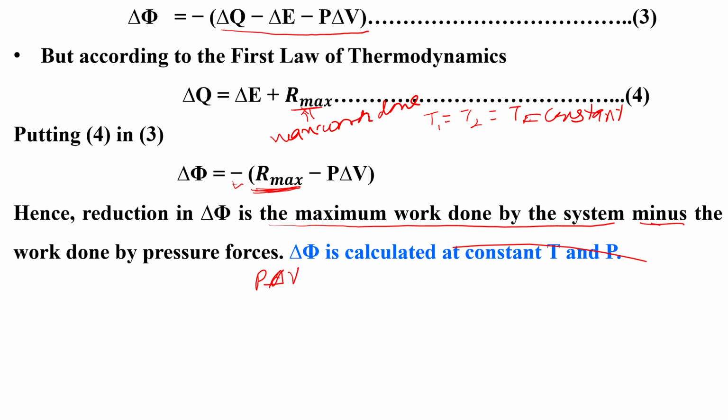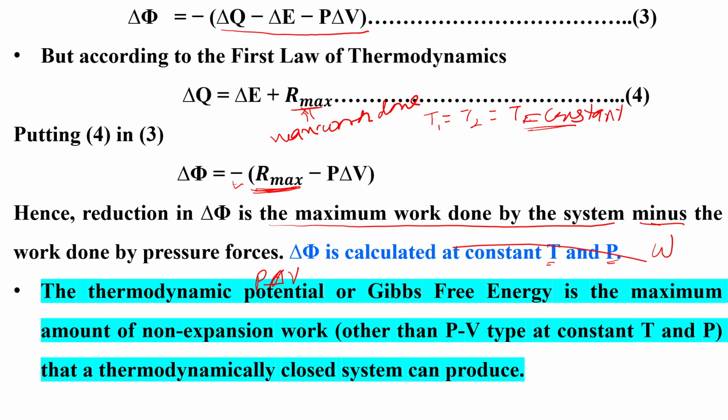This del phi is calculated at constant temperature. We have considered the work done in an isothermal process, and we have also considered heat function, which is taken at constant pressure. So the thermodynamic potential or Gibbs free energy, which is represented by phi, is the maximum amount of non-expansion work, other than this PdV, other than PV type, at constant temperature and constant pressure that a thermodynamically closed system can produce.